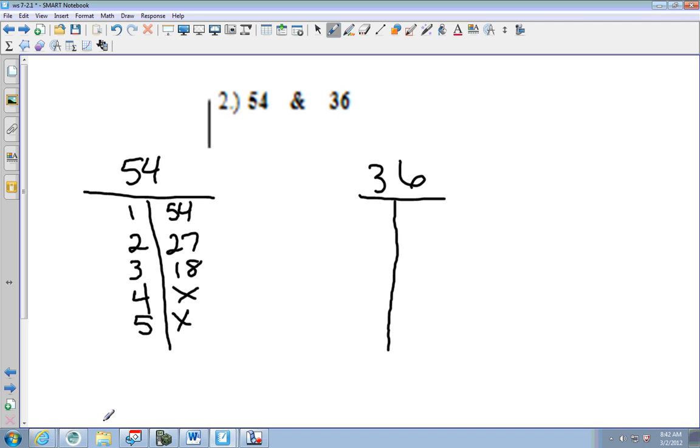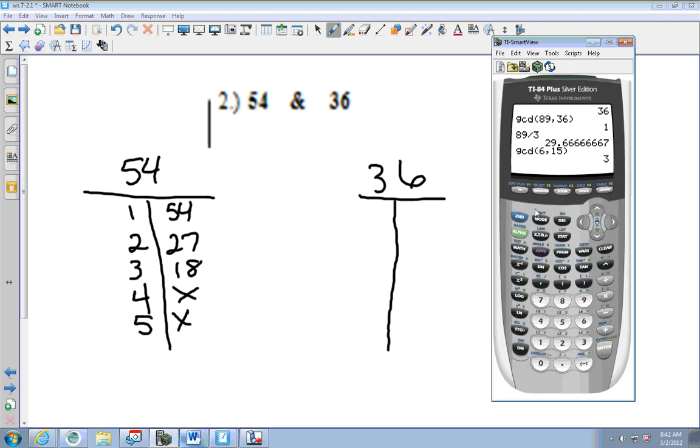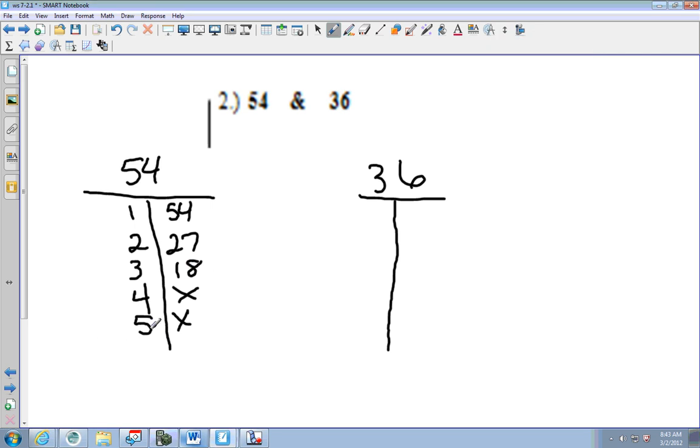Some of you guys are sitting there going, I don't know. I'm just curious why you can't go 54, divide by 5, and press enter and see that it gives you a decimal. Please don't just sit there and be lazy. Make sure that you are going through and understanding what we're doing.